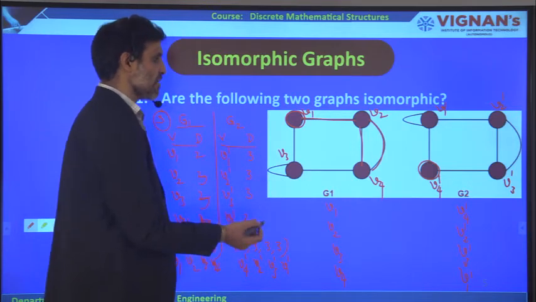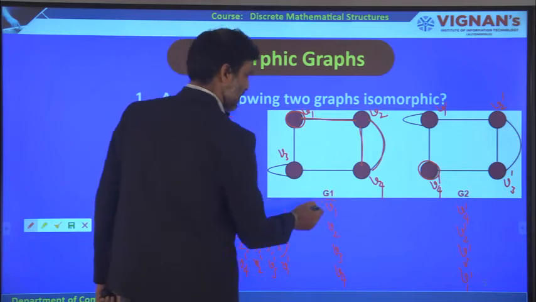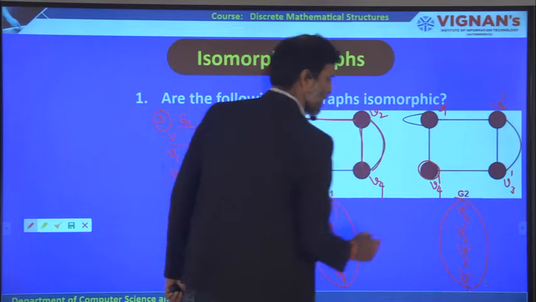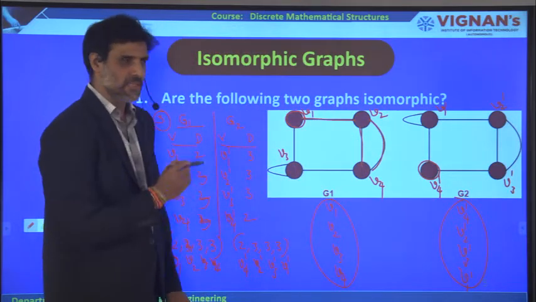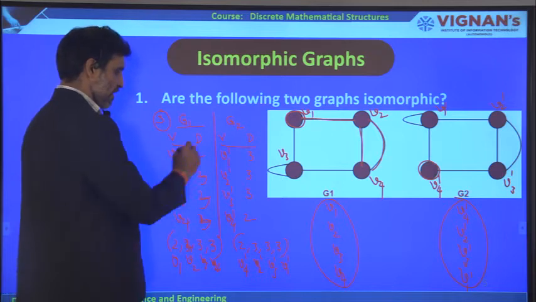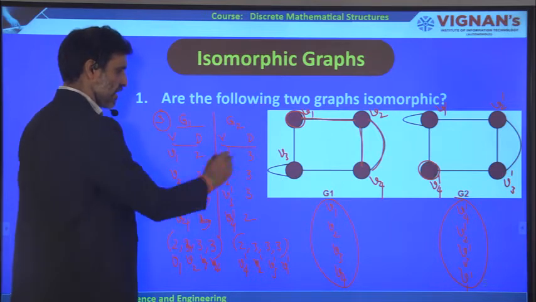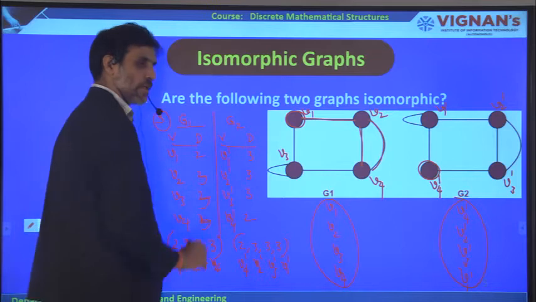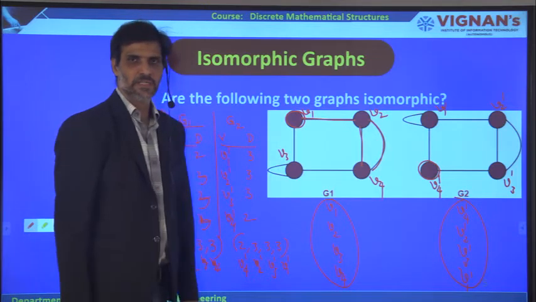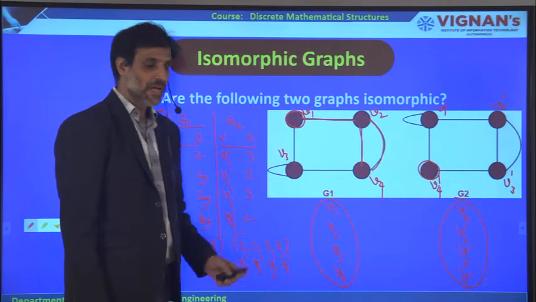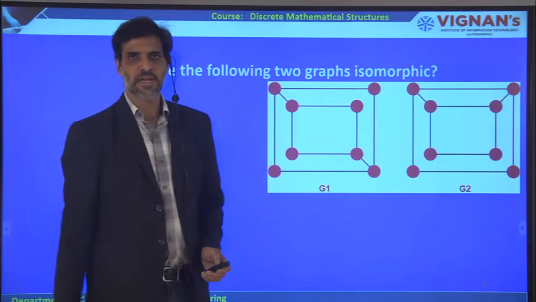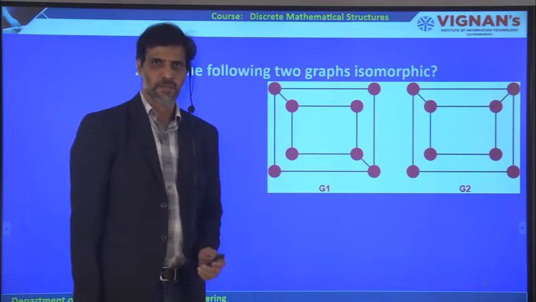When the degree sequence must be the same, suppose you take the vertices like this. Otherwise, if you take the vertices V1, V2, V3, V4, then the sequence is 2, 3, 3. Here the sequence is 3, 3, 3, 2. Therefore in that case what will happen? The degrees of the vertices are not the same. In that case they are not isomorphic. So like this we check whether the given two graphs are isomorphic or not.